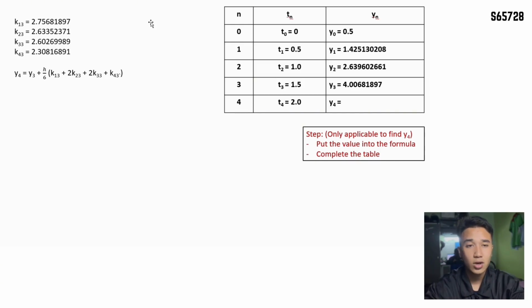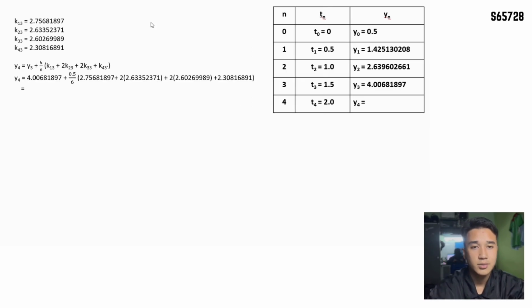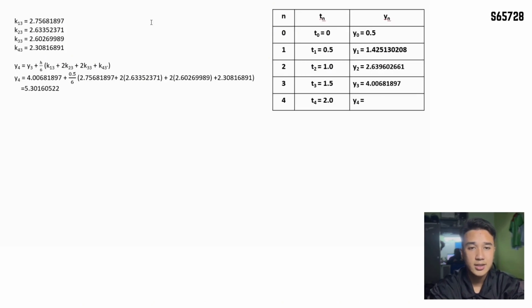And then when we get all these four values, we can substitute all the values in the formula that y4 is equal to y3 plus h over 6 times k13 plus 2k23 plus 2k33 plus k43. And then we substitute all the values in the formula to get the answer, which is 5.30160522. And then the answer shown is for the value of y4.